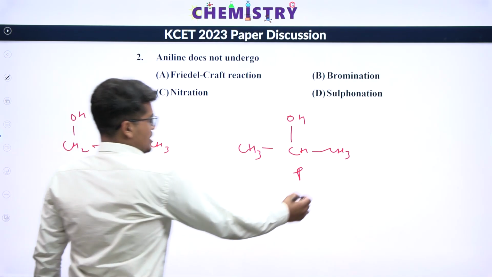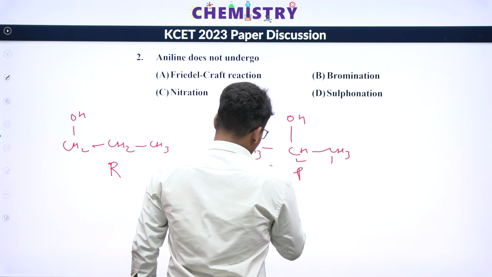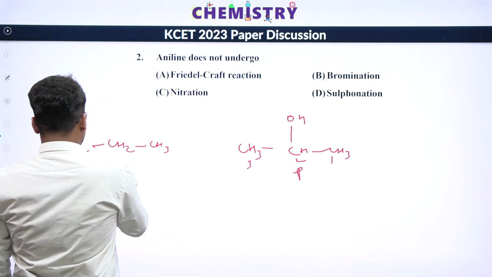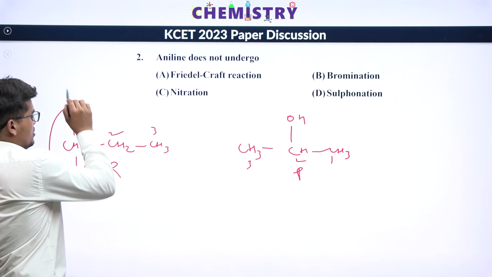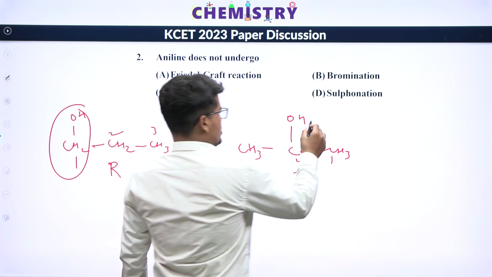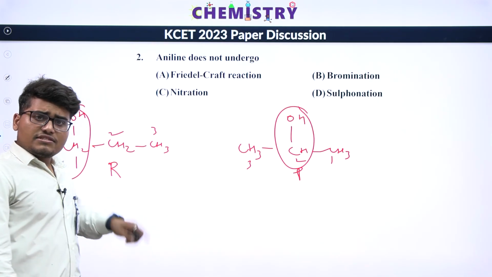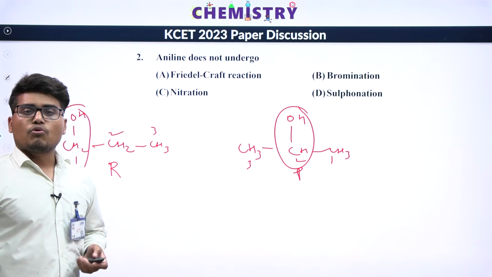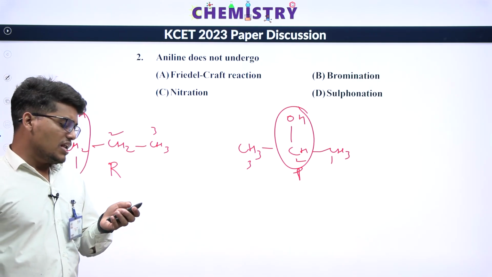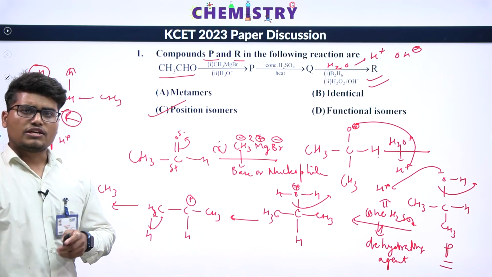If we provide IUPAC names to both of them, you can see 1, 2, 3. You can see 1, 2, 3. Here the OH is on the first carbon. Here the OH is on the second carbon. See, the chain length is the same, but the position of the functional group is different. It means both are positional isomers. You can see both are positional isomers.